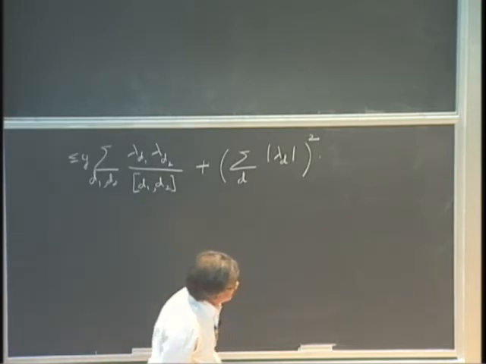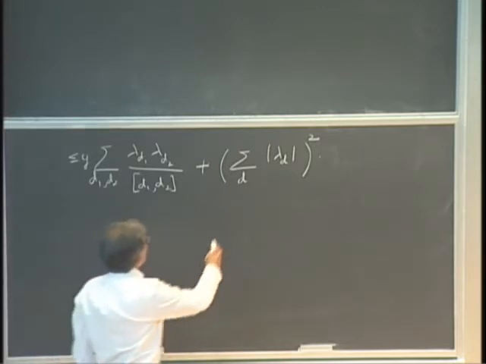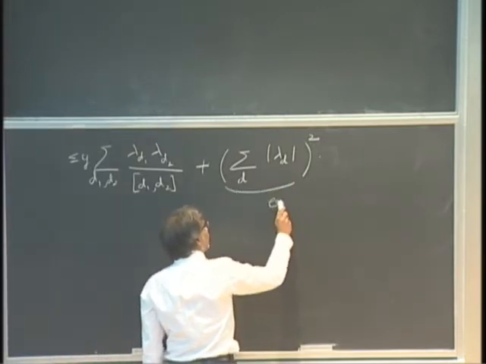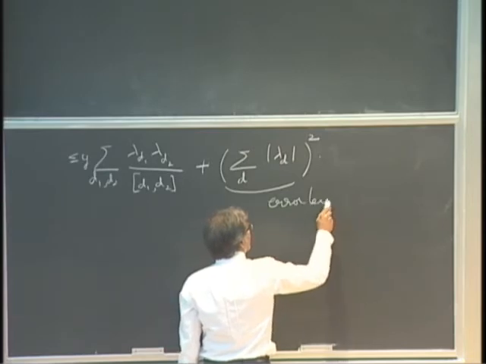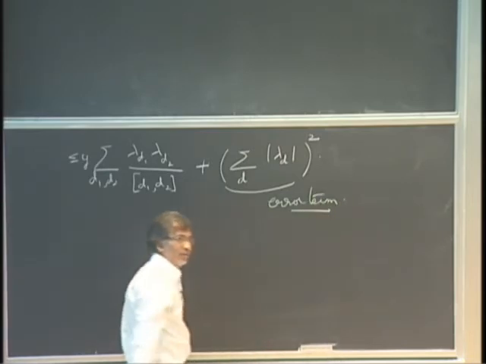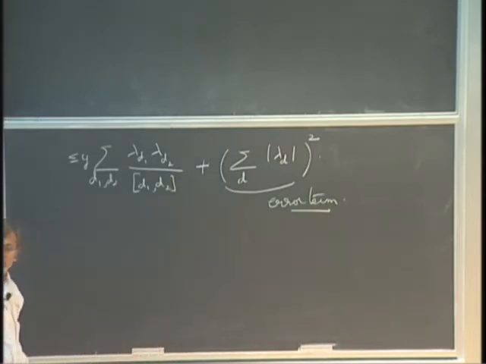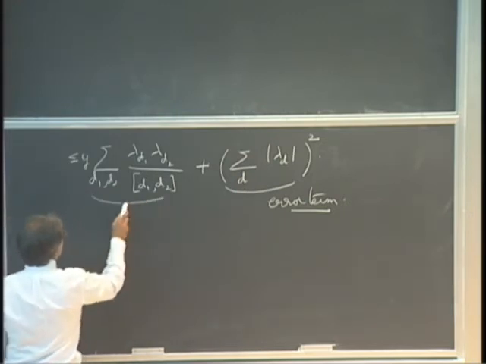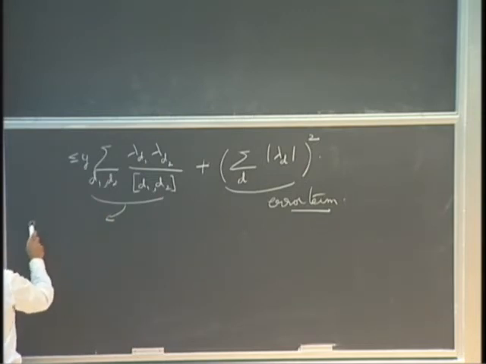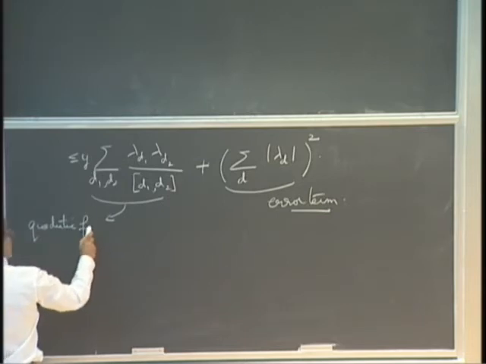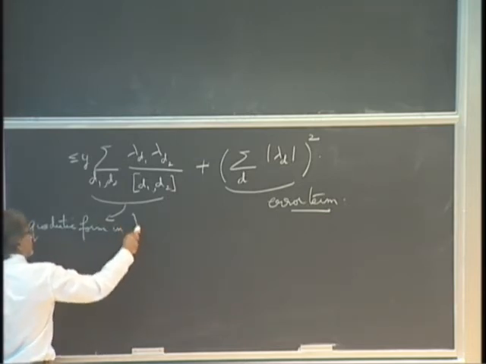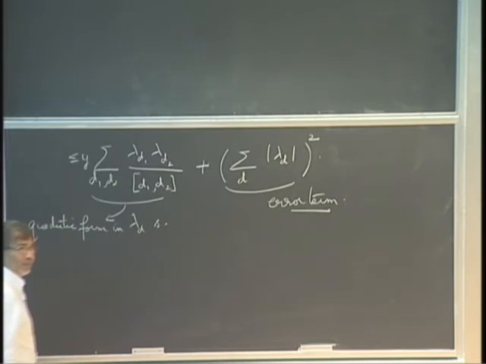Now, let me not worry about this. Let me hope that this is an error term that's actually small. Okay? In which case, I can forget about this for the time being. And if I just think of what the main term is, then the structure of the main term is that this is a quadratic form in the lambda d's, right? Subject to some conditions.